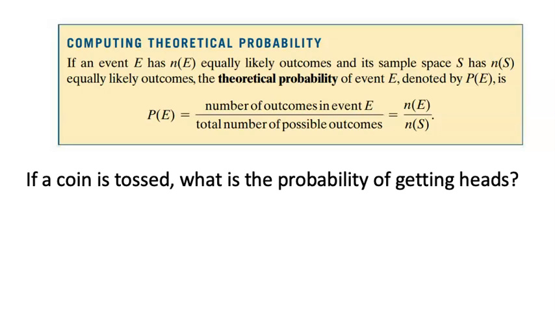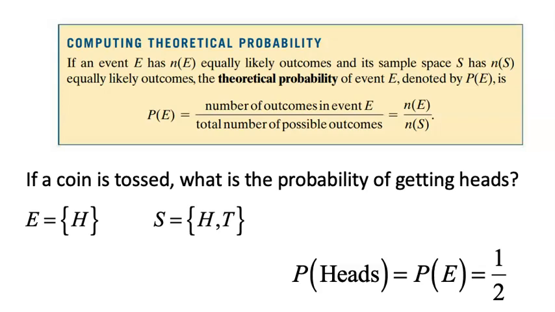If a coin is tossed, what is the probability of getting heads? Well, our sample space is just heads or tails. Our event is just heads. So the number of winners divided by the total: our event is heads, and again the sample space is heads, tails. So the number in the event is 1, and the number in the sample space is 2. So the probability of heads, which is the probability of the event E, is just 1/2.